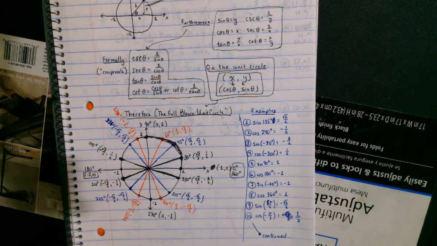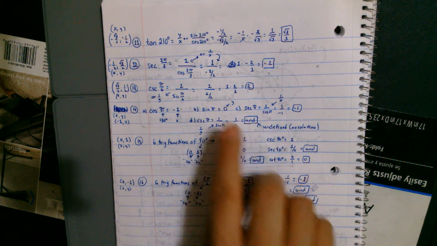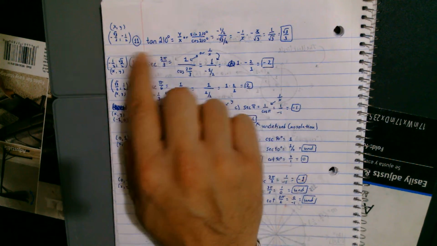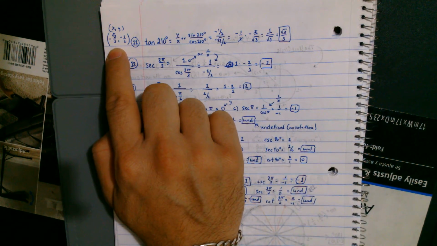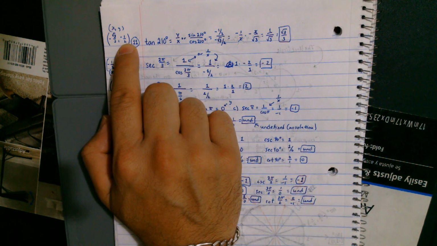And essentially that's how this is done. And I went in with the tangent of 210. 210 lives in this point on the unit circle. You can go back to the circle and verify this: negative square root of 3 over 2 comma negative 1/2.